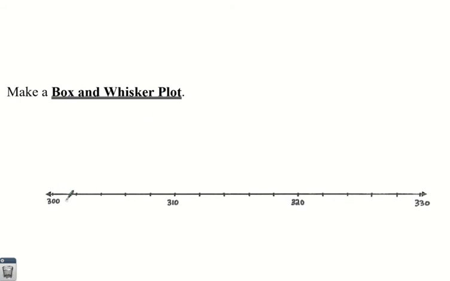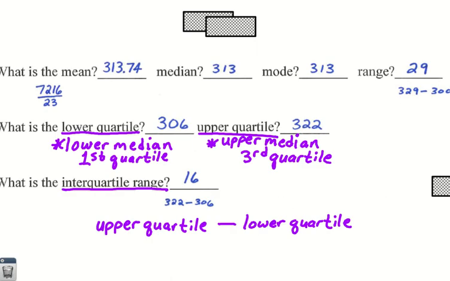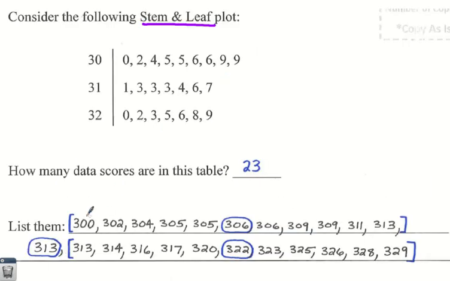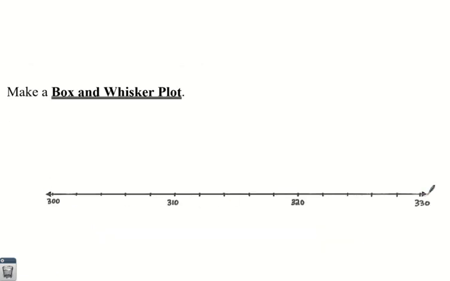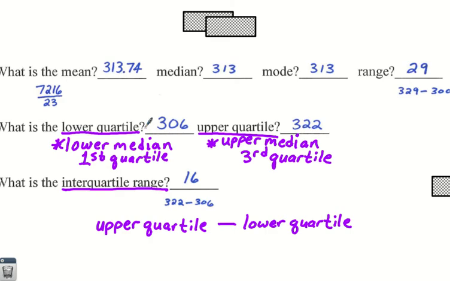Okay? And considering that my numbers went from about 300 to 329, notice how I scaled up my number line. It looks like I went all the way to 330, and I spaced this out pretty well based on the numbers I was working with. And so, lower quartile, 306. So we've got 306, 313, 322.